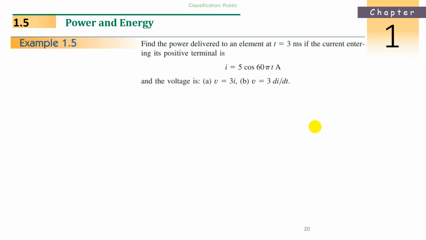Okay, last example, then we'll stop here. Find the power delivered to an element at t is equal to 3 milliseconds. If the current entering its positive terminal is, be careful, current entering its positive terminal means what? Power used, power taken, like your lamp, right? So at t is equal to 3 milliseconds, the current is 5 cos 60 pi t. Pi here, if it is inside the cosine term, if a trigonometric term is there, what is the pi value?